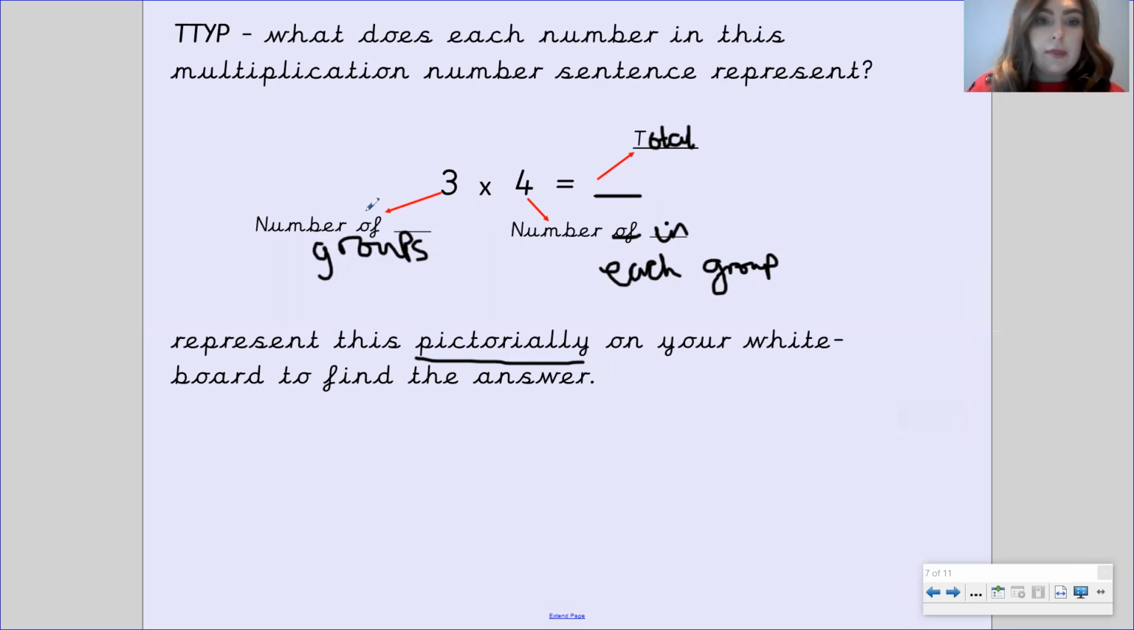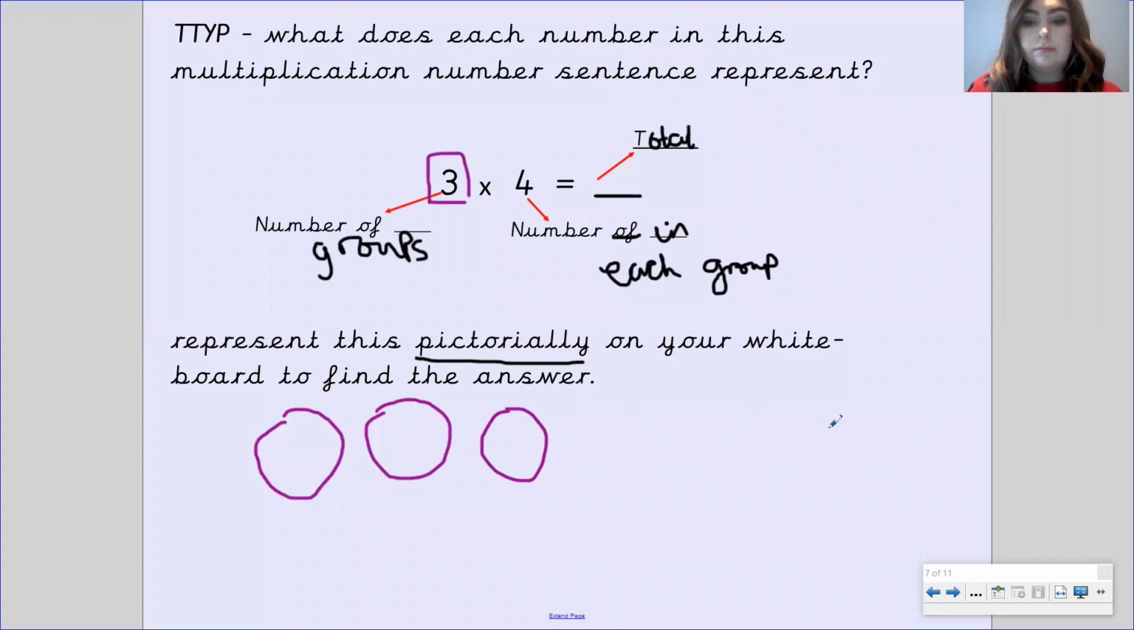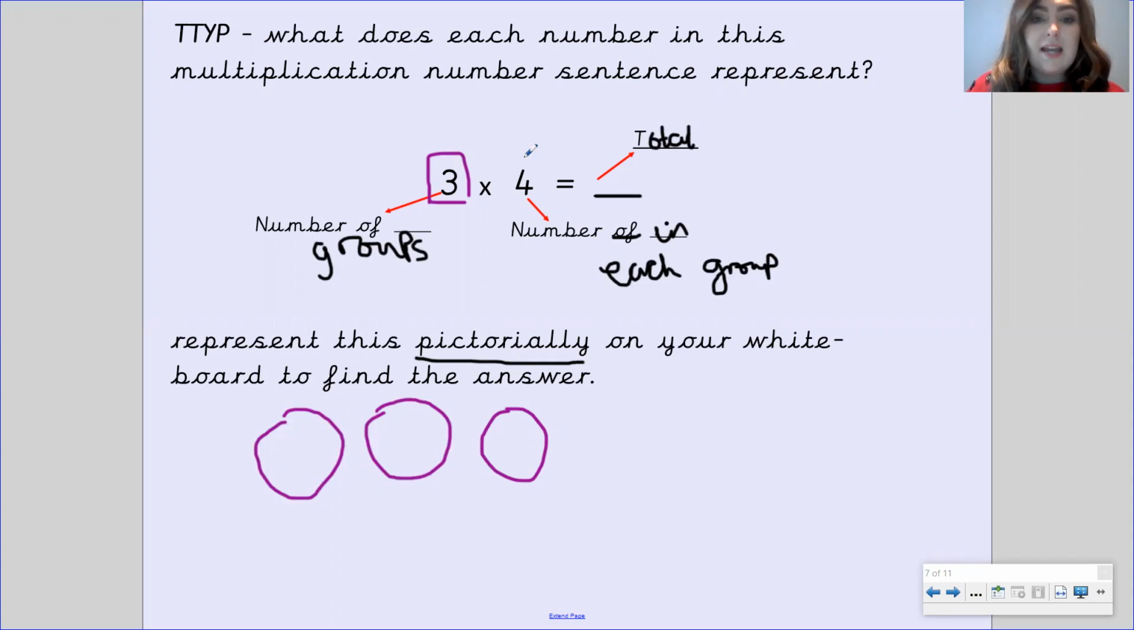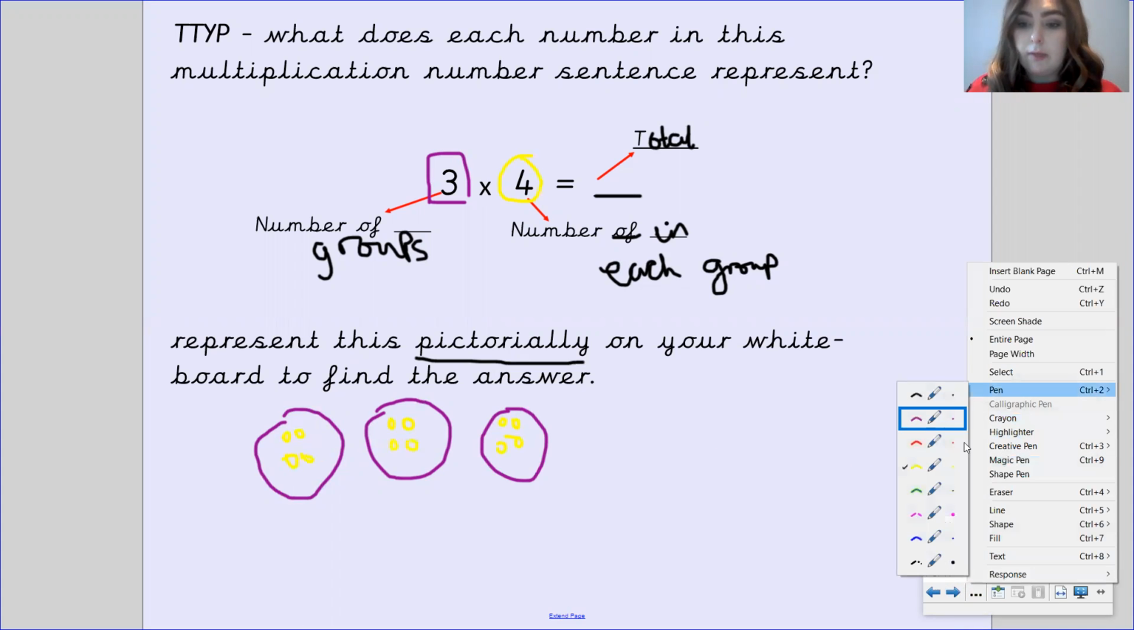Okay, so these are the number of groups. So I've got 3 groups. So I'm going to draw myself 3 circles. Then we're going to have a look at how much is in each group. So I've got 4 in each group. So I'm going to draw 4 circles in each of these. I'm then going to count it up and it will give me the answer.